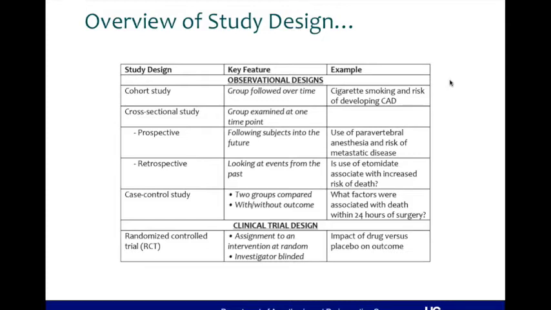Other examples would be the Framingham cohort, which looked at people with various levels of hypertension on development of heart disease over years.